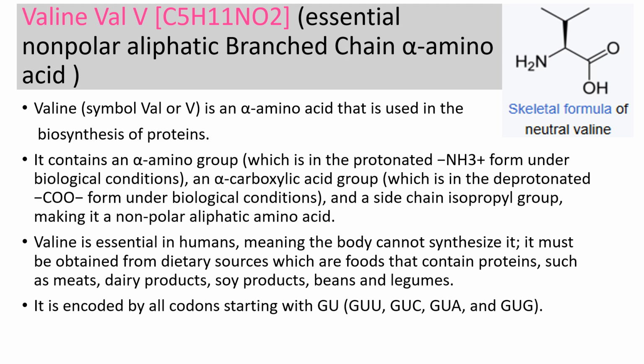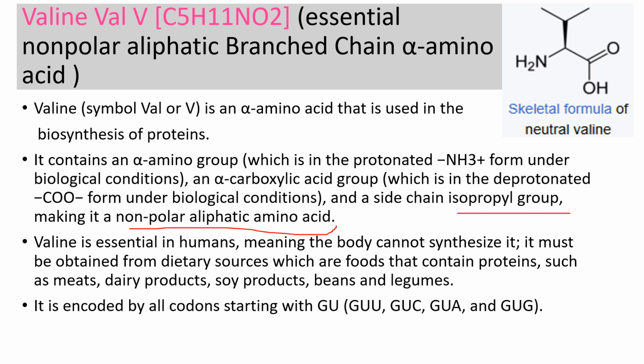chain of isopropyl. Okay, so valine has a side chain of an isopropyl group, making it a non-polar aliphatic amino acid. So how polar and non-polar any amino acid is usually depicted by the side chain, and here isopropyl group makes it non-polar and aliphatic amino acid.